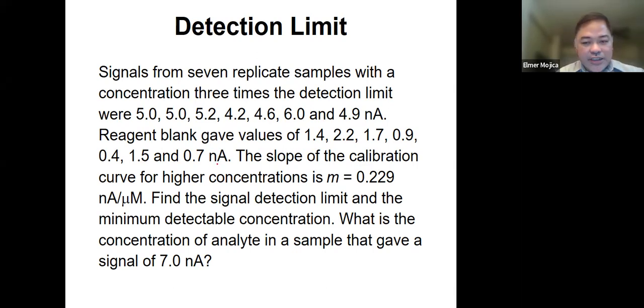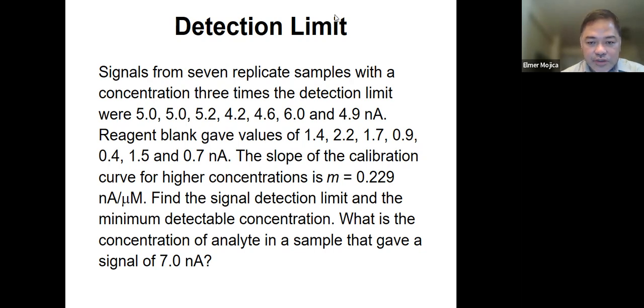Now you're given here the slope of the calibration curve, which is equal to 0.229 nanoampere per micromolar. So you're asked to find the signal detection limit and the minimum detectable concentration. And in addition to that, what is the concentration of the analyte in a sample that gave a signal of 7 nanoampere? So what are you going to do?